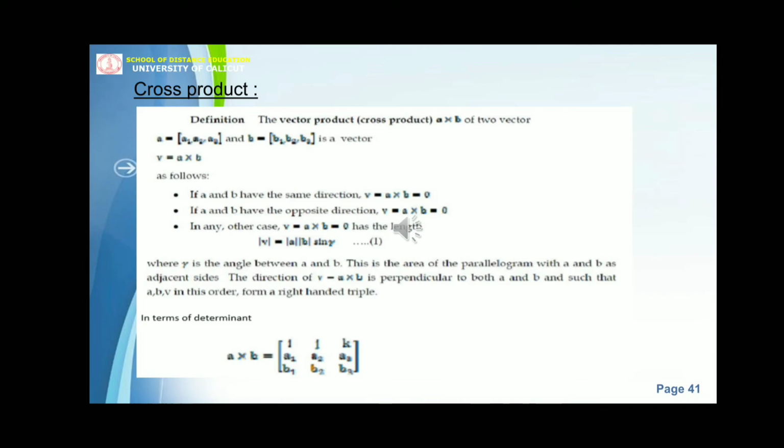Also, there's a formula for finding out the modulus of the cross product V. So mod V is equal to mod A into mod B into sine gamma, where gamma is the angle between the vectors A and B. Also, another important thing to note about cross product is that the cross product of vector A and B, V, is always mutually perpendicular to A and B.